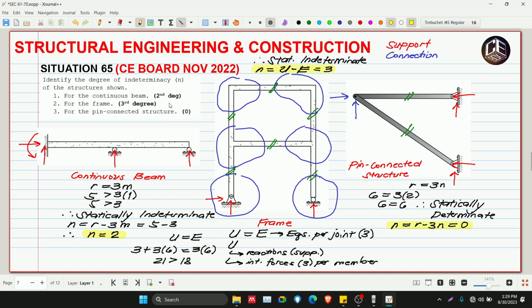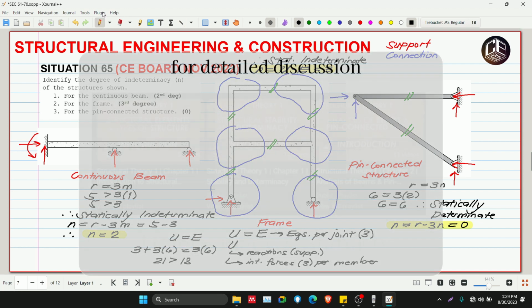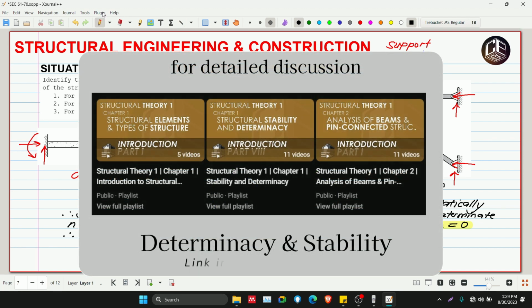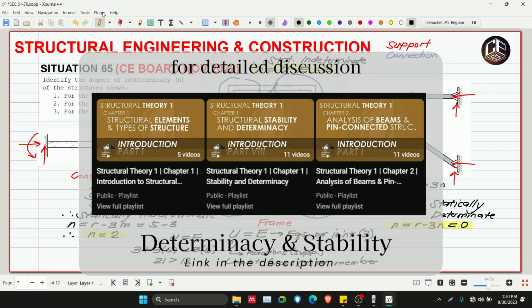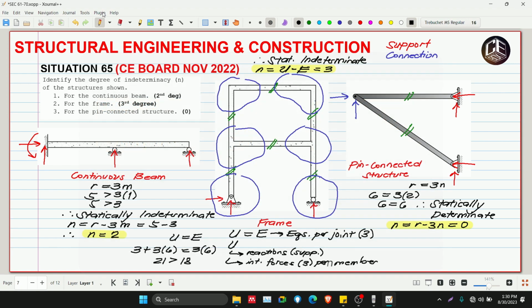Ayan. So ano nga ba yung ibig sabihin ng mga yan? Kung gusto nyo talagang matutunan, ang ibig sabihin ng statically indeterminate, statically determinate, and also unstable structure, pwede nyo ngang i-visit ang aming playlist under sa chapter 1 ng Structural Theory 1. So kita-kita na lang tayo sa for detailed discussion. So sana marami kayong natutunan dito sa ating situational problem number 65 from CE Board Exam November 2022.